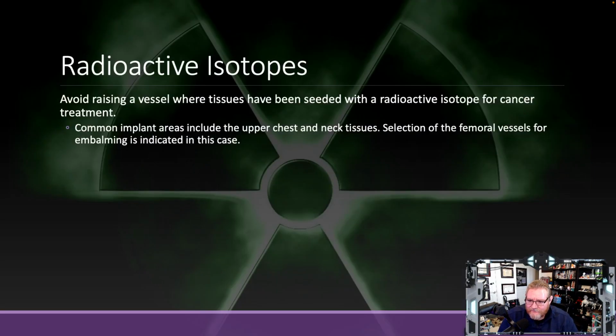Avoid raising a vessel where tissues have been seeded with a radioactive isotope for cancer treatment. Common implant areas include the upper chest and neck tissues. Selection of the femoral vessels for embalming is indicated in this case.